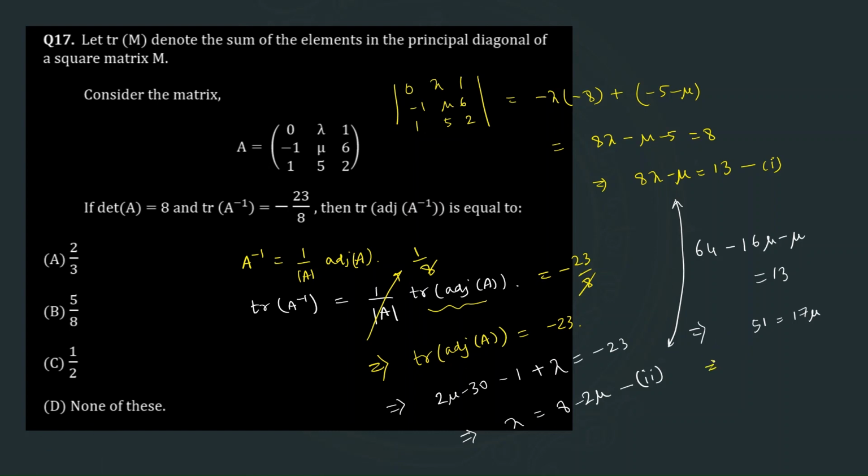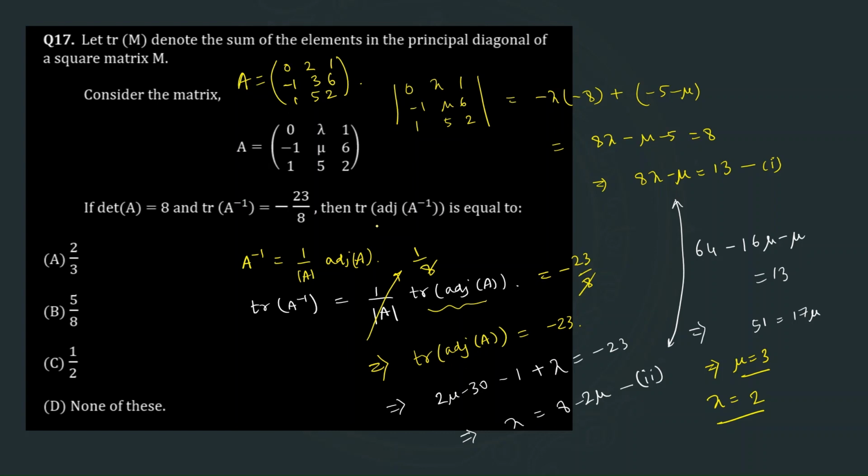So the value of mu comes out to be 3. And from here we can find lambda, it will be equal to 2. So we have completely determined the matrix A. The matrix A becomes simply, this will be 0, lambda is 2, 1, then minus 1, mu is 3, then 6, then 1, 5, 2. This is the matrix A.